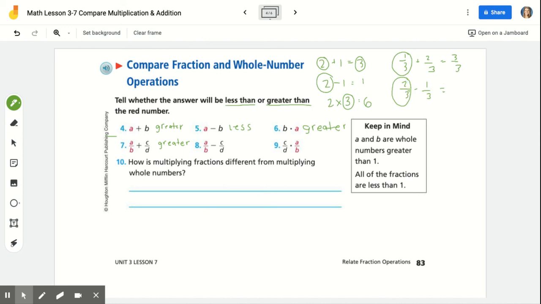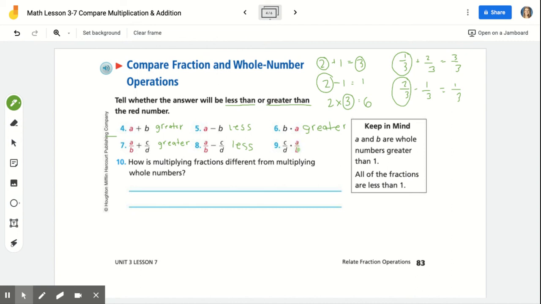And for example, this one, 2/3 minus 1/3 is equal to 1/3. That is in fact smaller than the fraction that we started off with. So for number 8, our answer is less than the fraction that we start with. You can never get an answer that's greater than the fraction that you have at the beginning of your subtraction sentence.